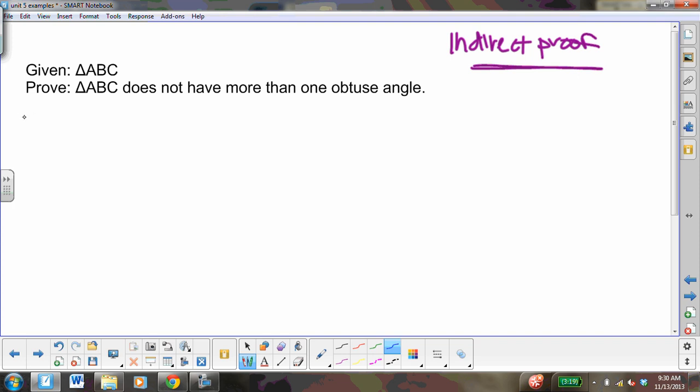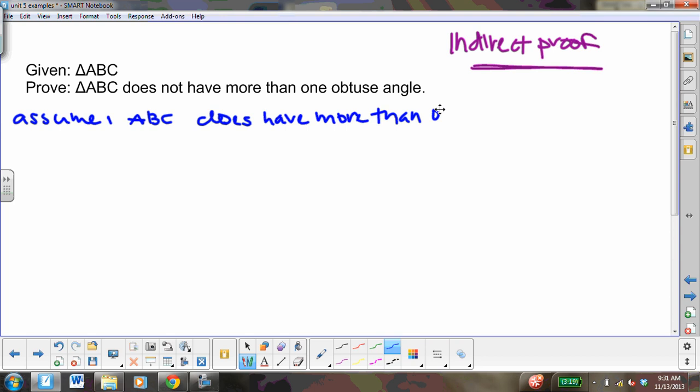So I'm going to assume that triangle ABC does have more than one obtuse angle. So, if triangle ABC has more than one obtuse angle, then let's say that the measure of angle A is greater than 90 degrees.